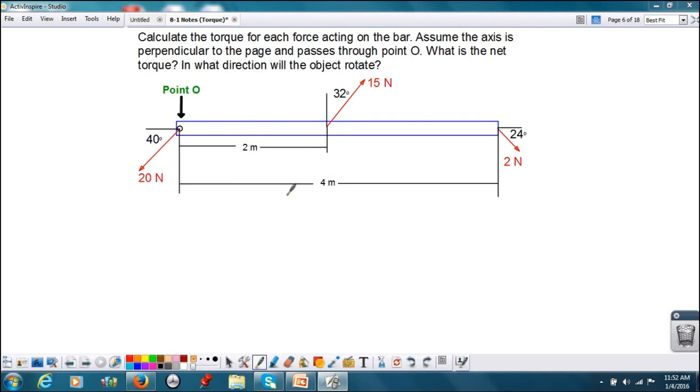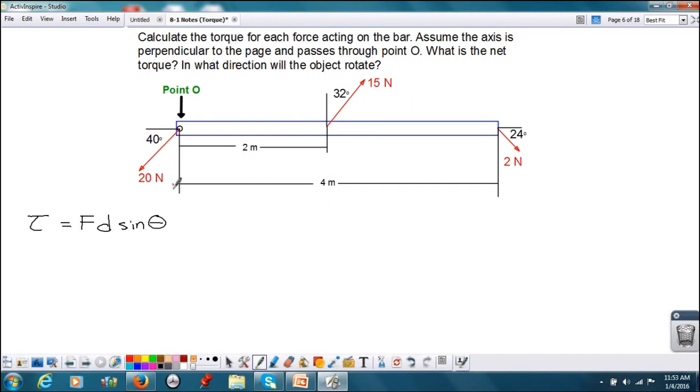All right, so we're supposed to find the torque for each force. Well, I see a 20 Newton force, a 15 Newton force, and a 2 Newton force. So I'm going to work my way left to right. Here we've got our 20 Newton force. Well, we have our equation for torque. Torque is equal to the force times the lever arm or distance times the sine of the angle, and that's the angle from the point of rotation down the lever arm and then in the direction of the force.